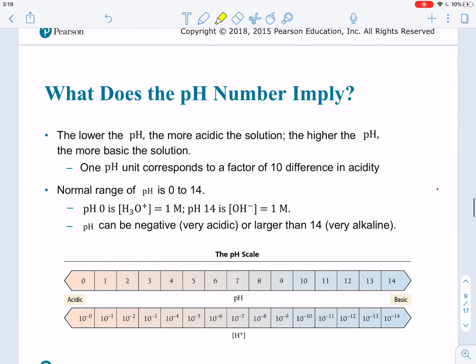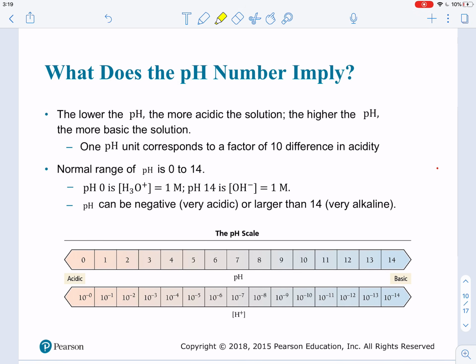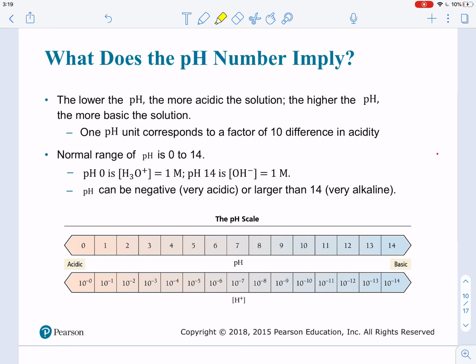So what do these numbers imply? We have a scale that goes from 0 to 14 in the pH scale, and each number refers to a power of 10. For example, 0 refers to the power of 0, so we are looking at a high concentration of acid. This is basically 1 molar. And in the rest, each number in the pH scale refers to a power of 10. So that gives you an idea of around what concentration we are talking about.